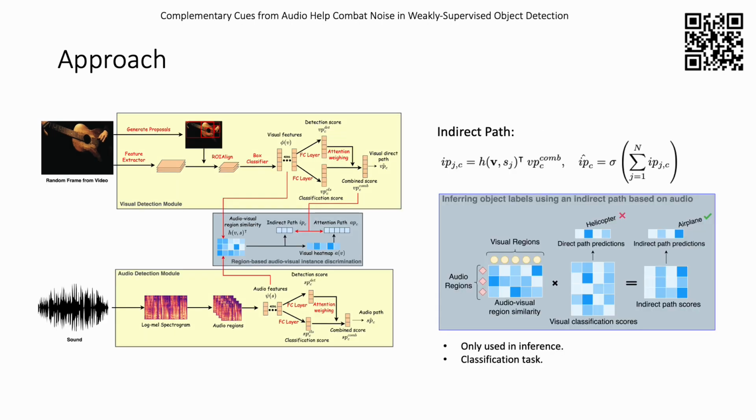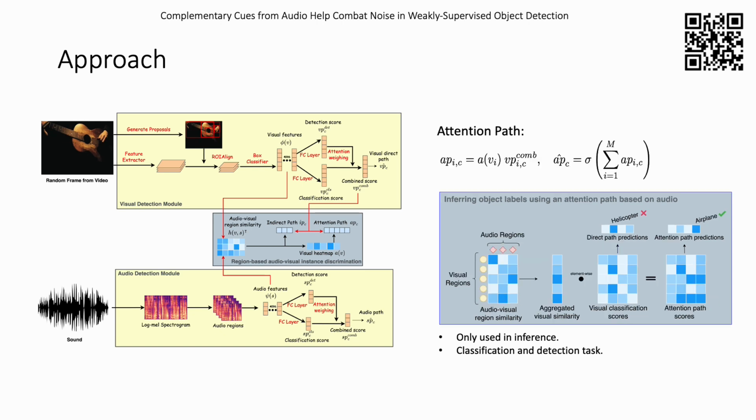We define an indirect path to utilize sound during inference. The audio-visual region similarity matrix is multiplied by the visual scores matrix to obtain this indirect path. We also define an attention path to identify important visual regions based on audio cues. The aggregated visual similarity matrix is element-wise multiplied with visual scores to obtain attention path scores.